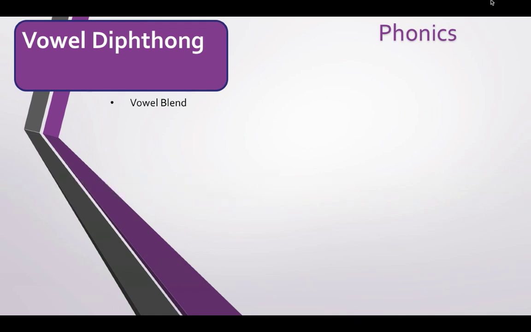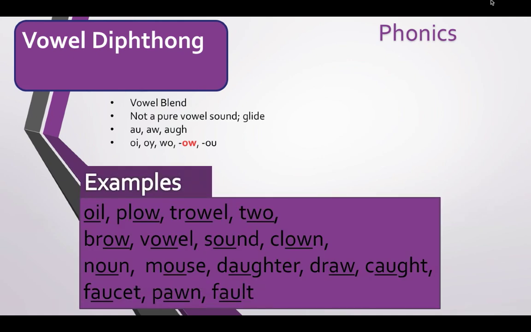Moving on, thinking about some of this, show and growth, vowel diphthongs are a vowel blend. It's not a pure vowel sound, it's a glide between one or more vowel sounds. So these are like AU, AW, AUGH, OI, OY, OO, OW, and OU. And there are various examples of this, like vowel, trowel, sound, clown. So thinking about those sounds, it's a glide, not a pure vowel sound.